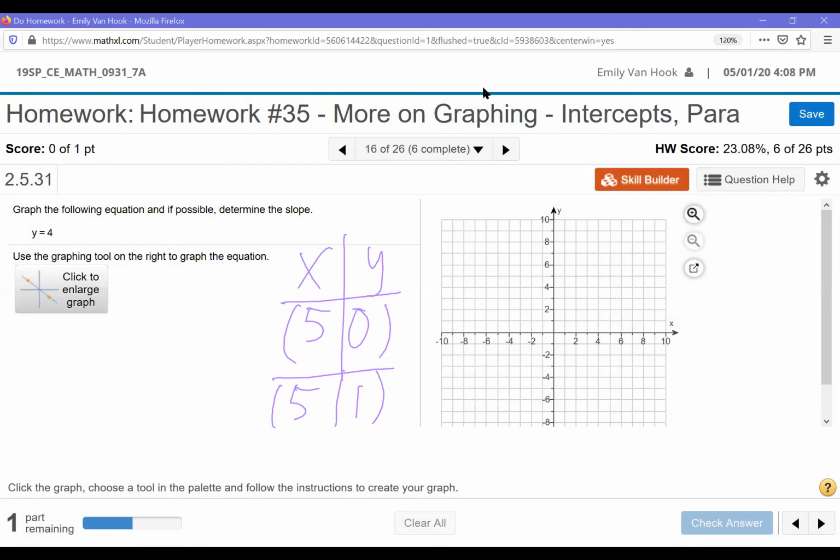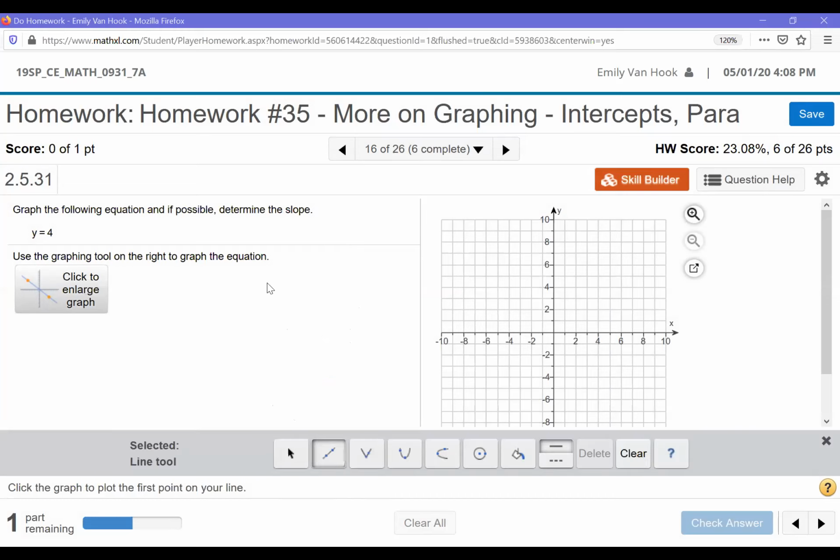Number 16 is very similar. Instead of x equals, it'll be y equals. So this one, y equals 4, going to the y-axis at 4. And then you know it's going to be a horizontal line like that. And if you want to make a little chart again, that's fine. Here's what it would look like.